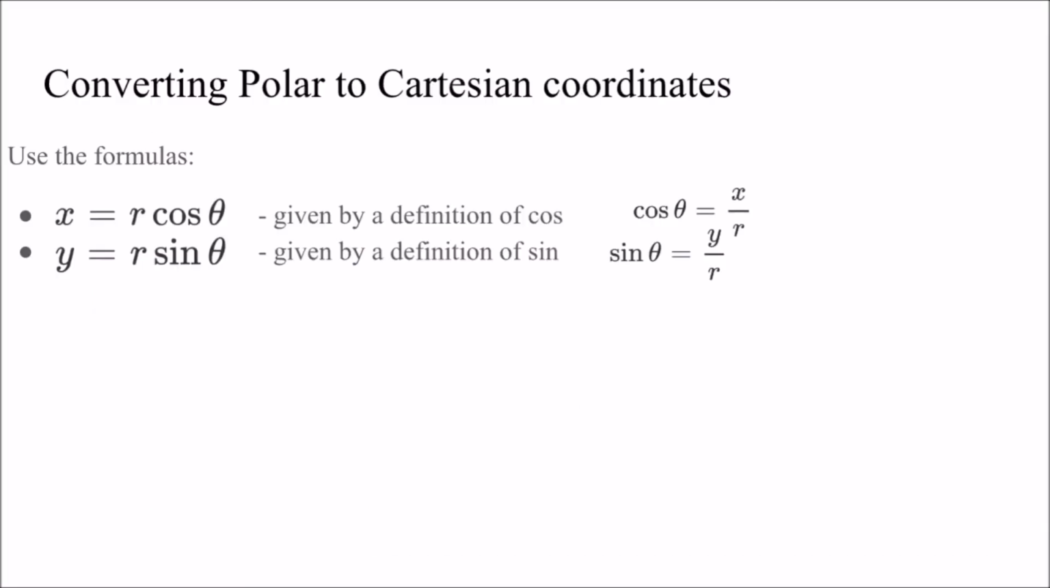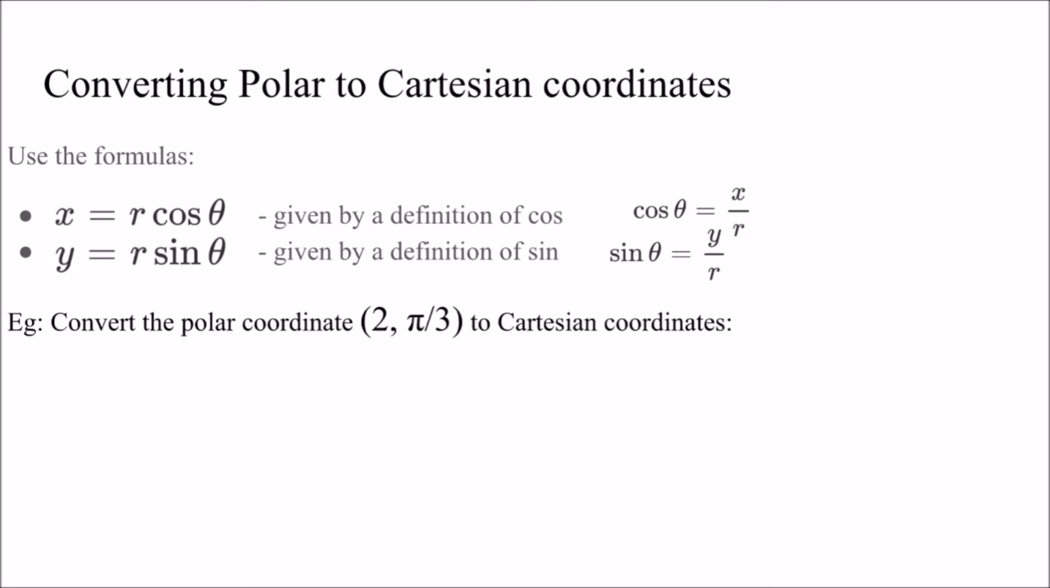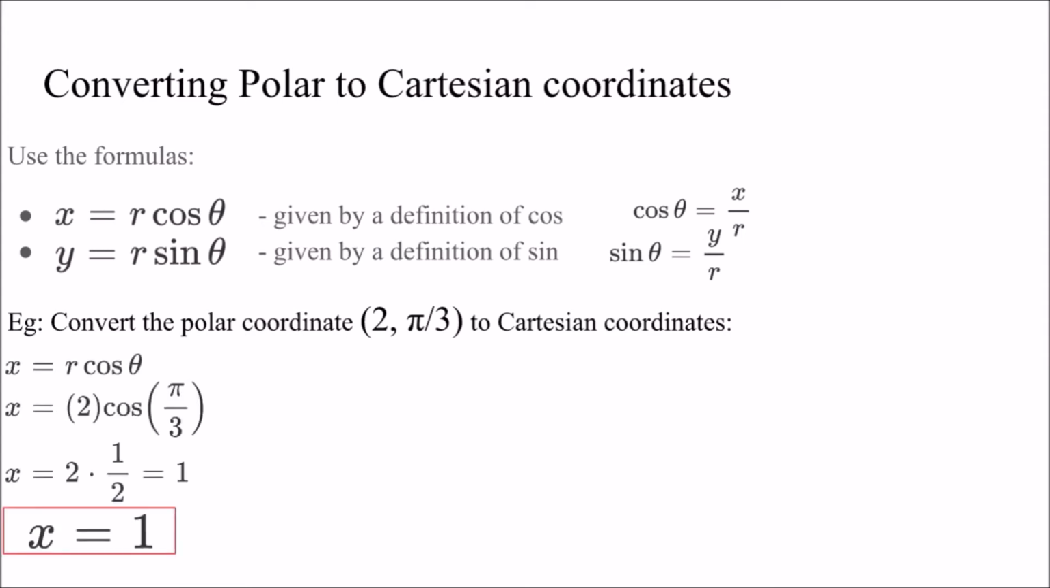In order to convert polar coordinates to Cartesian coordinates, we simply use the formulas x equals r cosine theta and also y equals r sine theta. These are both given by the definition of cosine and sine. An example of this would be to convert the polar coordinate (2, pi over 3) to Cartesian coordinates. The first step would be to solve for x by plugging in r equals 2 and theta equals pi over 3. So we simplify this to be 2 times 1/2, which is 1.